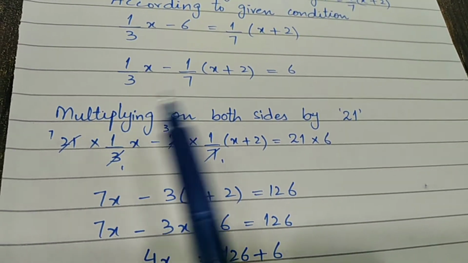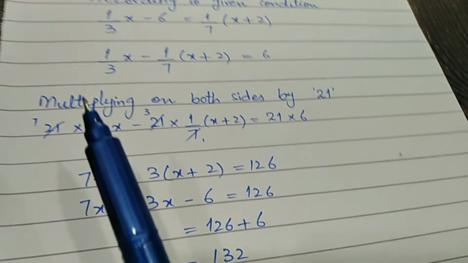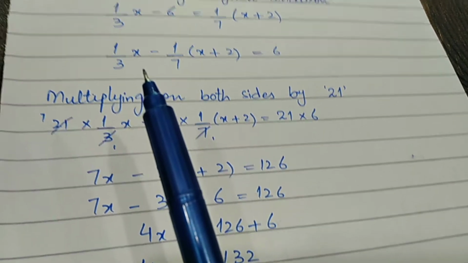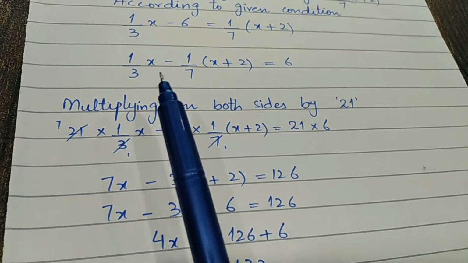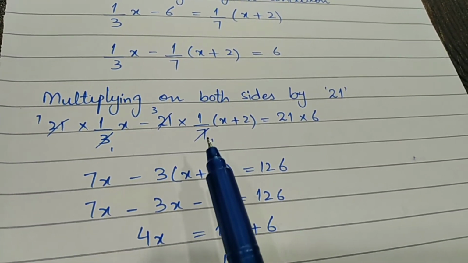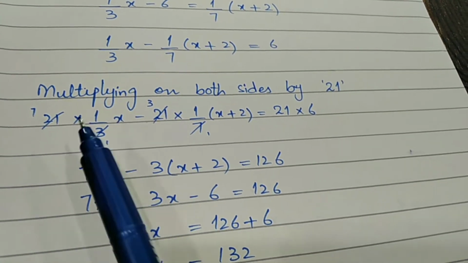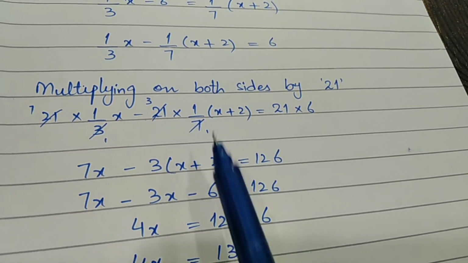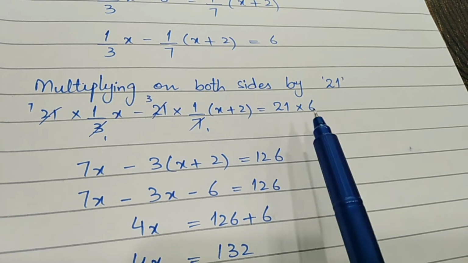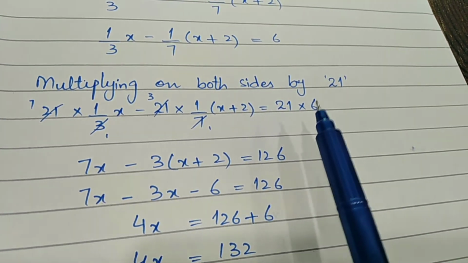Now we have to remove the denominators by multiplying both sides by 21, that is the LCM. So 21 times 1 over 3x minus 21 times 1 over 7 times x plus 2 equals 21 times 6. After the cancellation, you will get 7 times x minus 3 times x plus 2 equals 126, after the multiplication of 21 and 6.